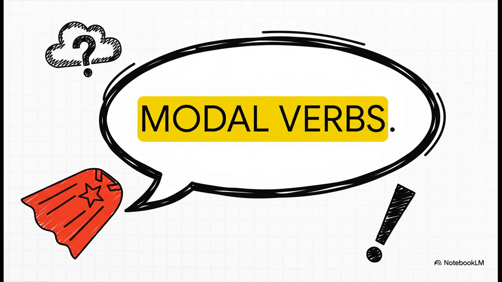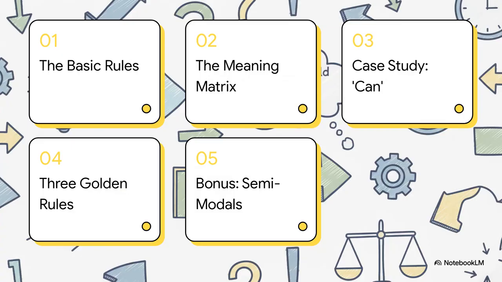Their whole job is to add extra information, things like possibility, ability, or obligation to the main verb. And let me tell you, mastering these is like unlocking a superpower for sounding fluent in English. So here's our game plan for today. First, we're going to cover the basic grammar rules. Then we'll dive into the really tricky part, what they actually mean. We'll do a little case study on the word can, I'll give you 3 golden rules to live by, and we'll wrap up with a quick bonus look at their close cousins, the semimodals.